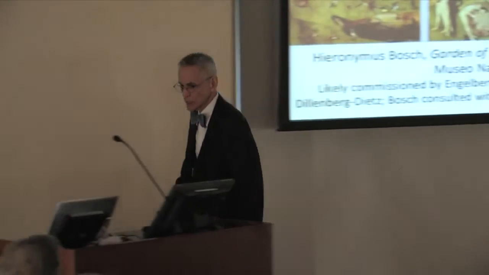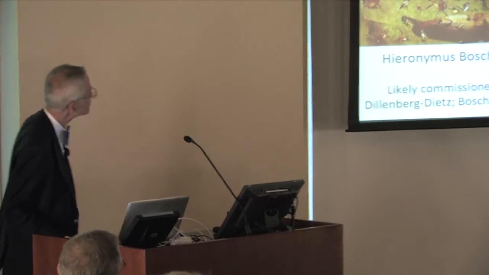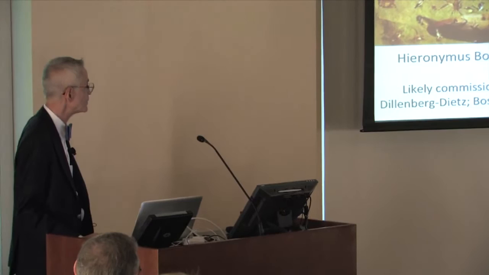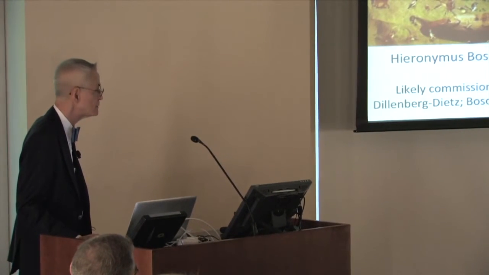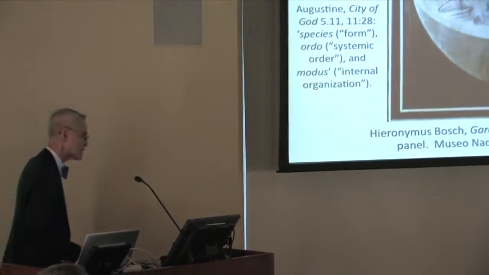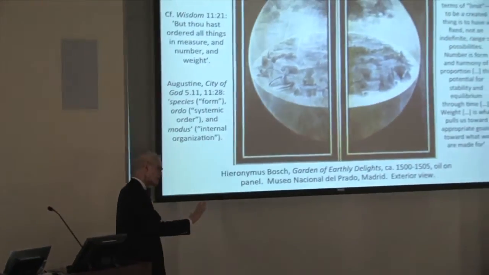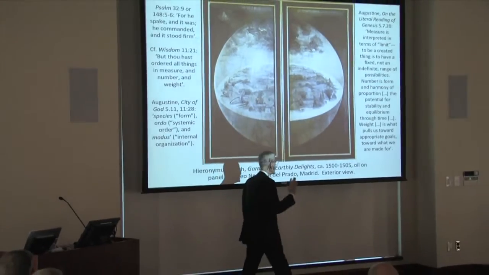The painting consists of two parts. There is an exterior and then the interior. So this is what we see on the exterior. The exterior is monochrome. The interior is highly polychrome.